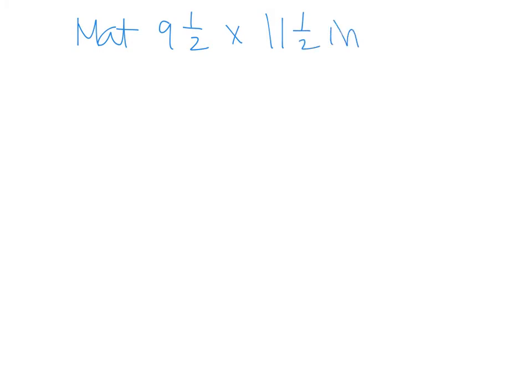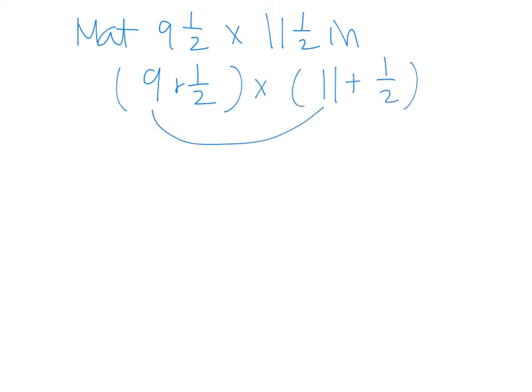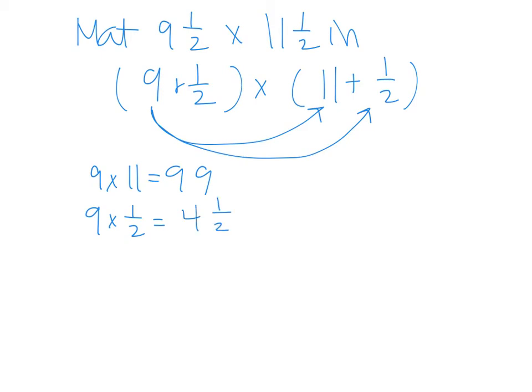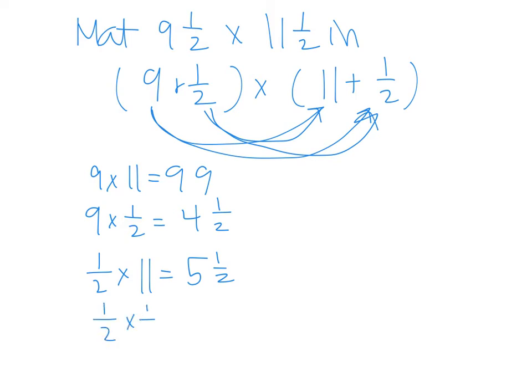Should we use the distributive property or improper fractions? Let's try distributive property. So we know that this is 9 plus 1/2 times 11 plus 1/2. Okay, let's distribute the 9 first. So we do 9 times 11, which is 99. Okay, let's distribute the 9 to the other part. 9 times 1/2 is? 4 1/2. Good. Now let's distribute the 1/2 to the 11. 1/2 times 11 is 5.5. And let's distribute the half to the other half. Half times half is 1/4.